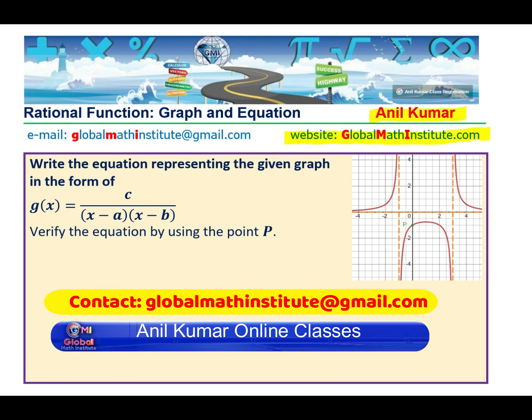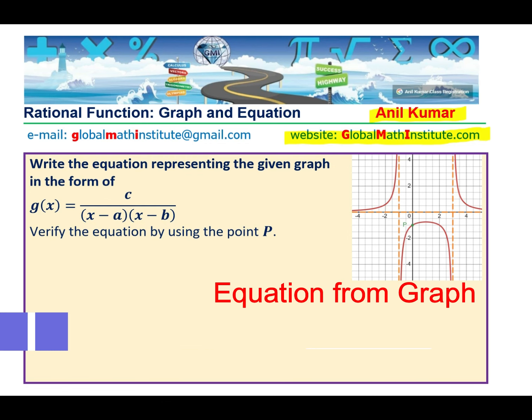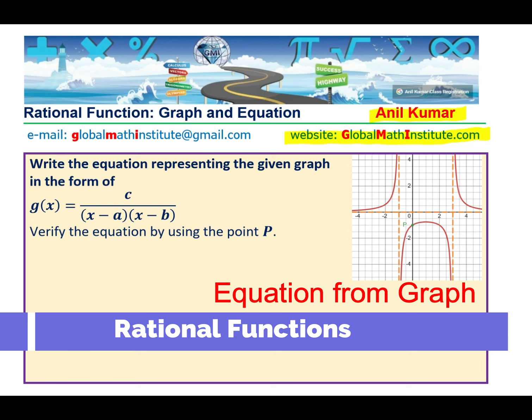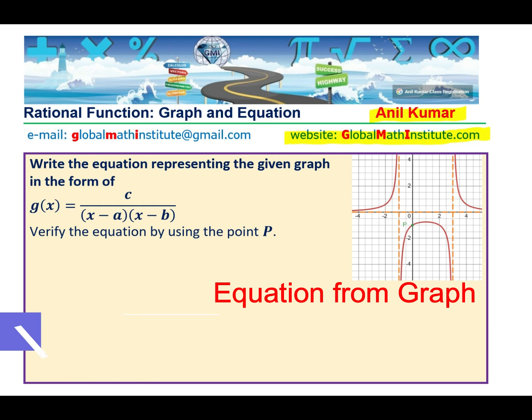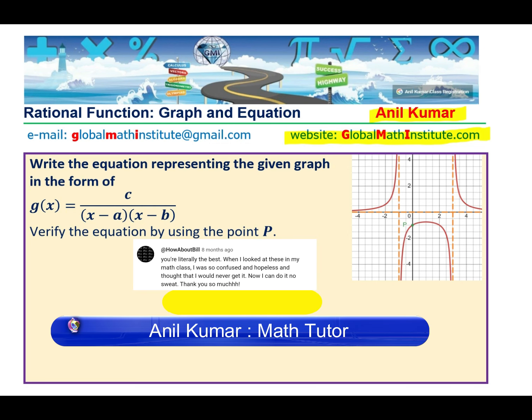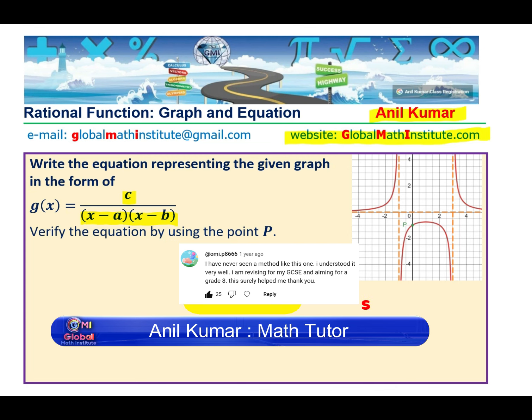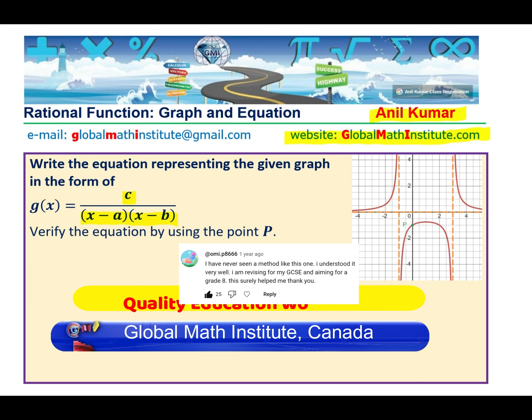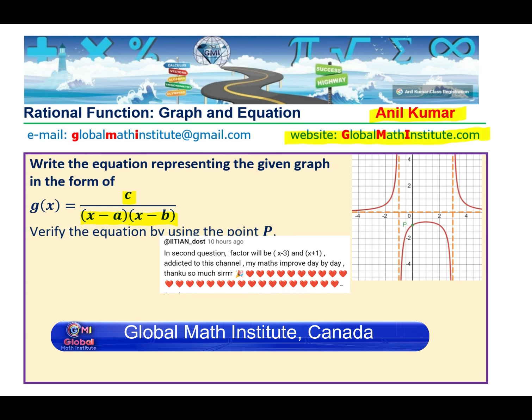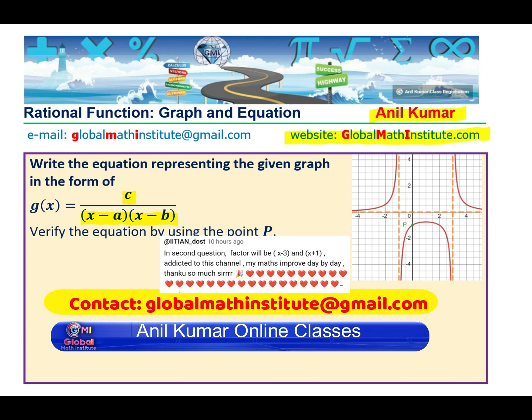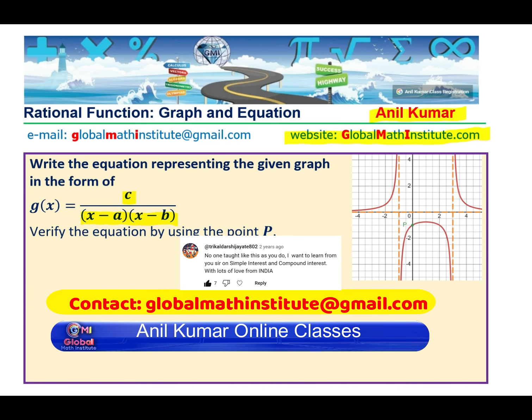Let us further explore how we find the equation from the given graph. We have taken a few questions based on rational functions. All are of the form g of x equals c over x minus a times x minus b. The graph will be like the one shown on the right-hand side. We need to write down the equation by finding the values of a, b, and c.